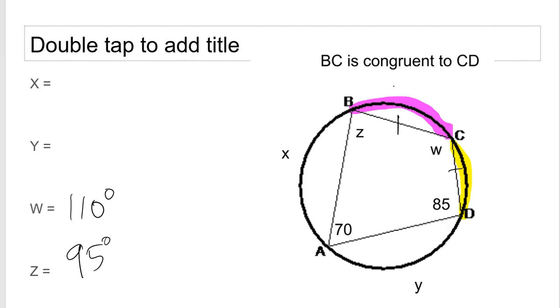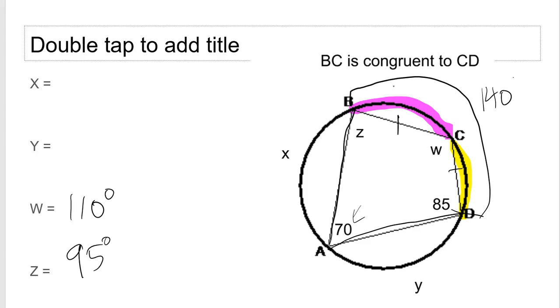And the way to figure that out is let's follow 70. 70 has to go here and here. So you can see 70 is an inscribed angle. It goes to what I just drew. That means if this is 70, if you remember your inscribed angles, this has to be 140. And we know that because it's 70 times 2.